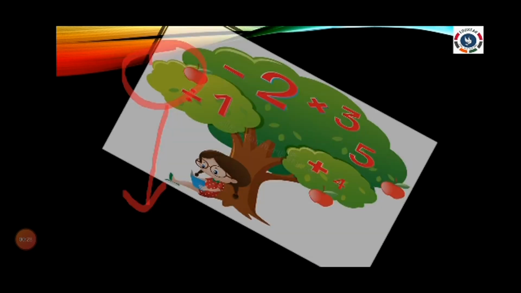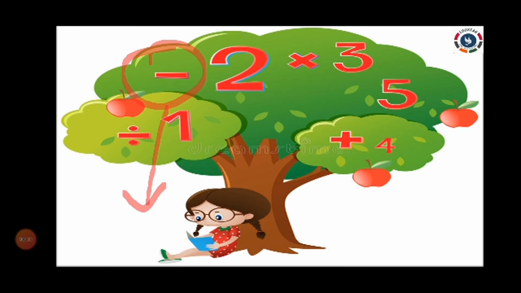Already I told you that addition, subtraction, multiplication and division are the four basic operations of arithmetic. Already we studied addition. Now we are going to study subtraction. Already mark out the symbol of subtraction. What is that? Minus.